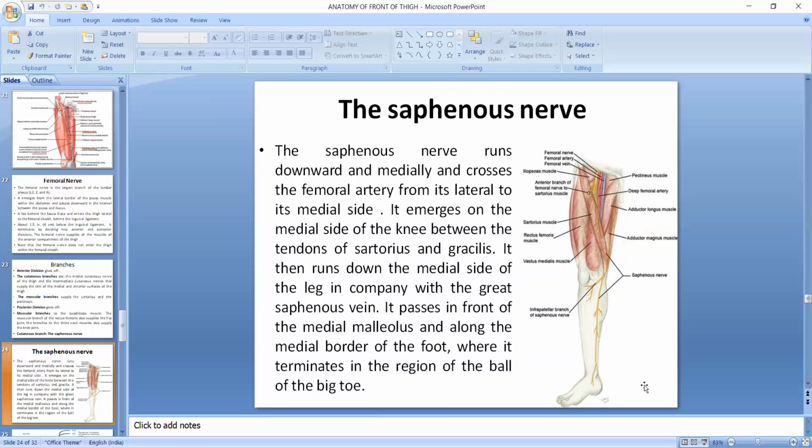It then runs down the medial side of the leg in company with the great saphenous vein. It passes in front of the medial malleolus and along the medial border of the foot, where it terminates in the region of the ball of the big toe.